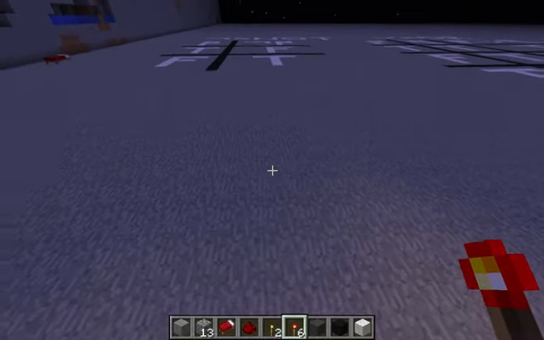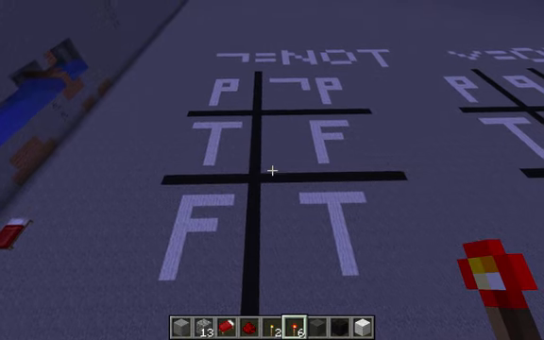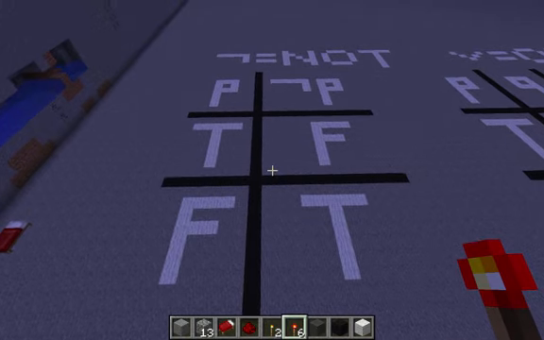Now, for the rest of this video, we're going to get a little bit mathy and get a deeper understanding of what's going on here with these logic gates and these inputs and the outputs.